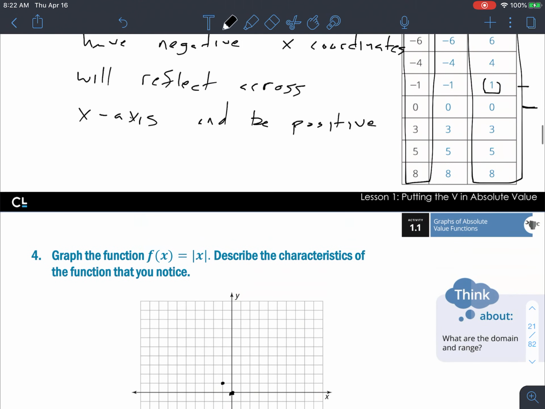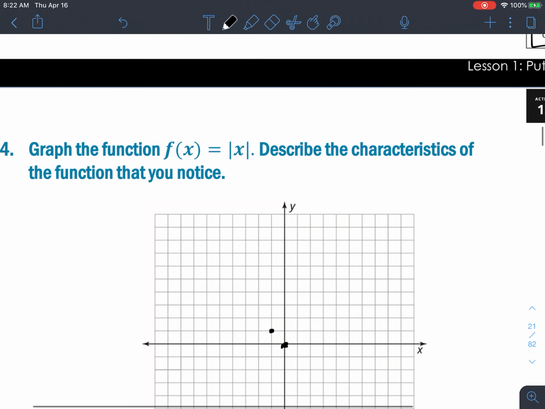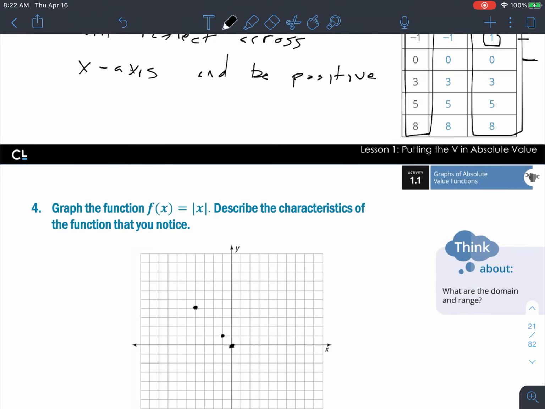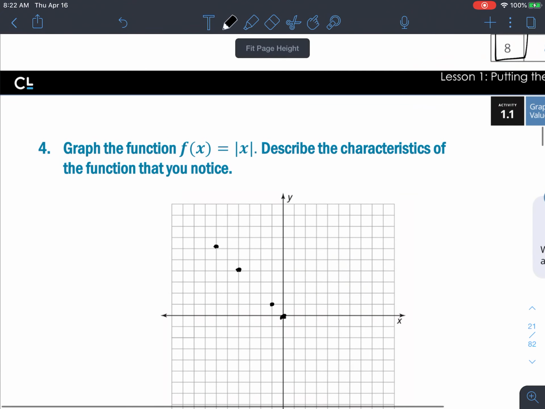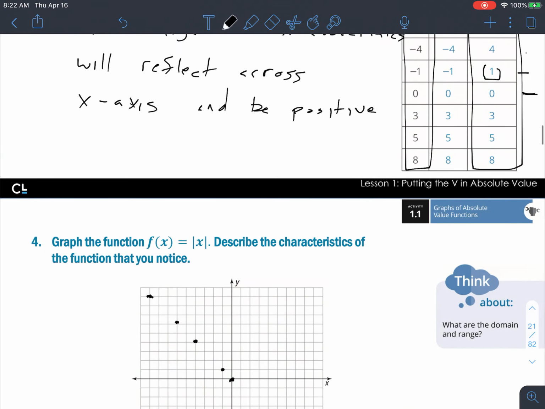We'll look at negative 4, 4. So we go over 4 to the left, 1, 2, 3, 4, and up 4, 1, 2, 3, 4, right there. We'll go -6, 6, so 1, 2, 3, 4, 5, 6, 1, 2, 3, 4, 5, 6. And then the last one was -9, 9. So we go over 9 spaces to the left, 1, 2, 3, 4, 5, 6, 7, 8, 9. Then we go up 9, which will be right there. So that's one half. Now we've got to do the other half of the graph.